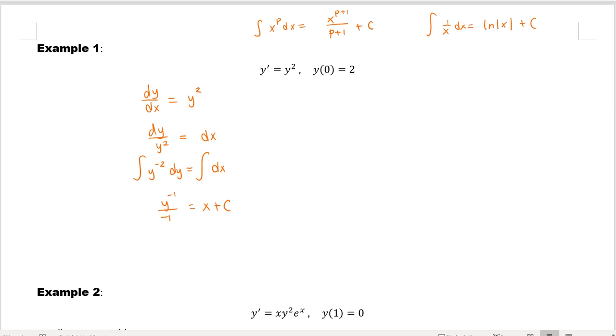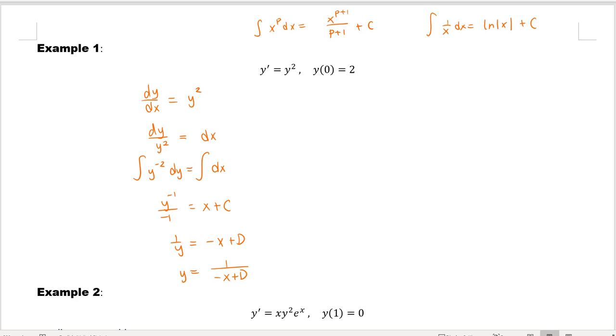And then next, if we're able to solve for y, please solve for y explicitly. Okay, and let's see. So we multiply both sides by minus 1. We get 1 over y equals minus x minus c. But we can change it to be d. Okay, and then y is, we flip it over, so 1 over minus x plus d.